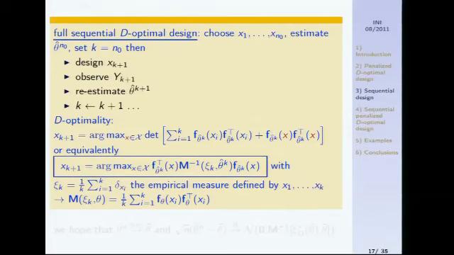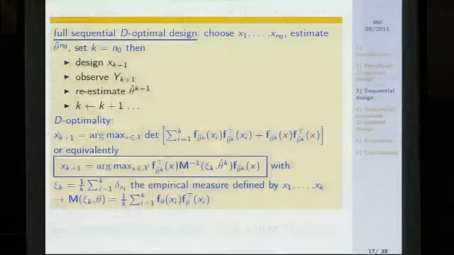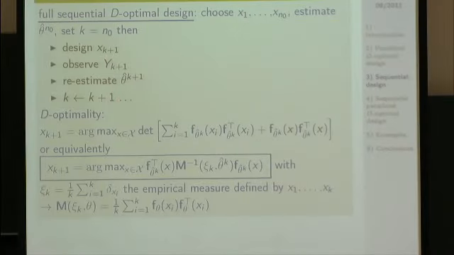So here, full sequential design and the optimal design, for instance, because this is the simplest thing we can present here. We start by some points that are chosen, and then we observe, estimate, choose the next design point, observe, estimate, and so on. The next design point is chosen to maximize the determinant of the next information matrix, which is the same thing as maximizing this quantity here. So we can use that.